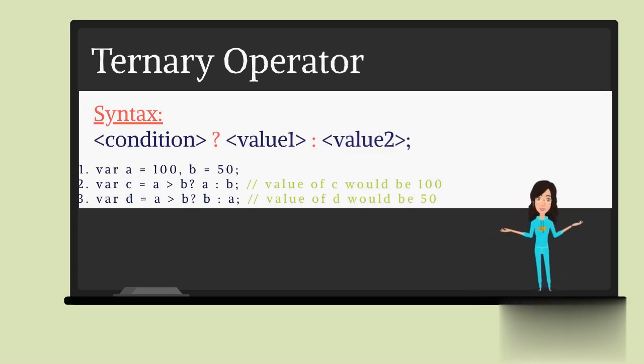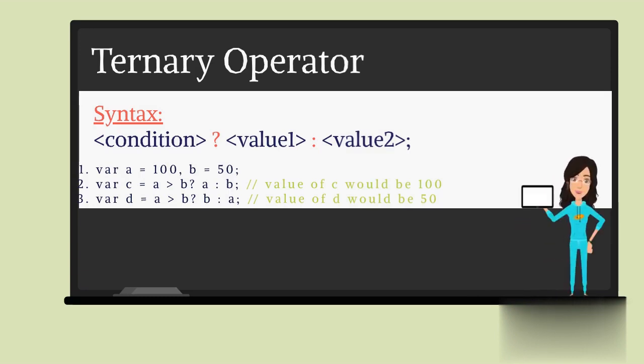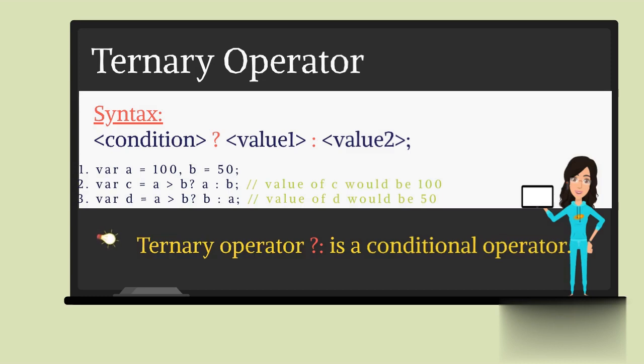As you see on the screen, there's an example: variable A = 100 and B = 50. In the next line, variable C has a condition: C = A > B ? A : B. So the value of C would be 100 here. And in the third line, variable D is again given by a condition, so the value of D would be 50.